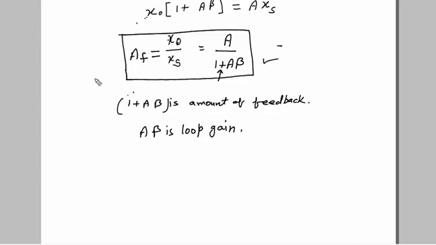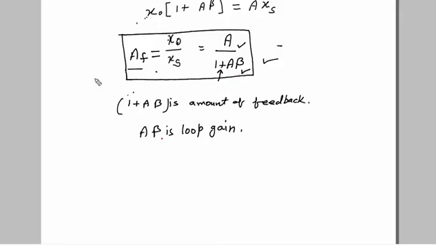Now if you see this equation carefully, what do we see? We see that the gain with feedback, that is AF, is less than the gain without feedback, that is A, by a factor 1 plus A beta. So here we can see that by applying negative feedback, gain is reduced, and this is the cost we are going to pay to get all the benefits we will see in the coming classes. Now I hope it is clear.